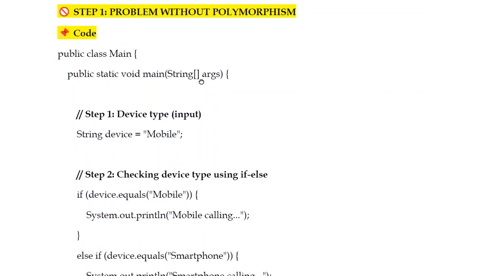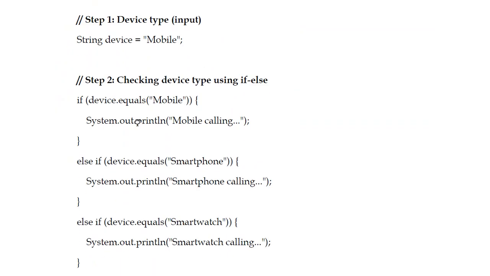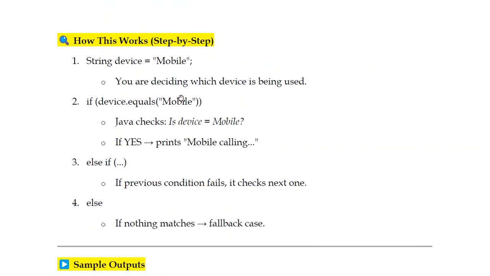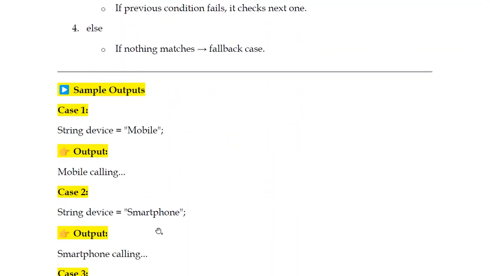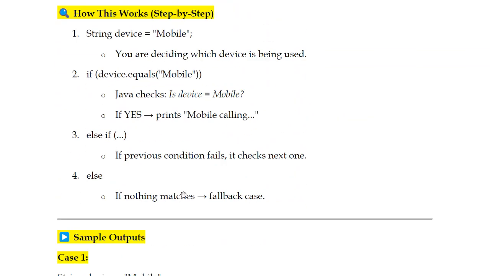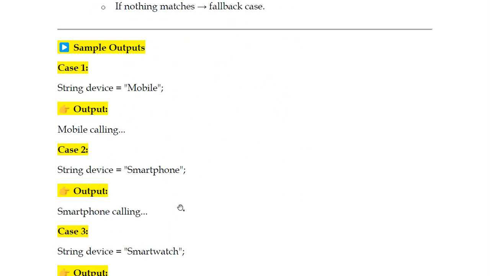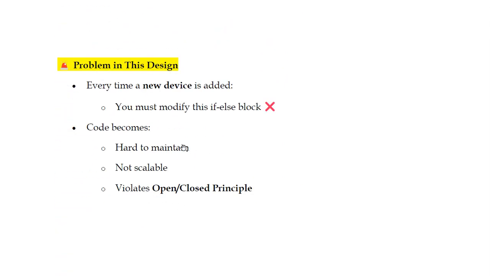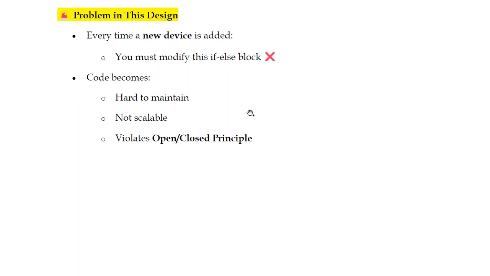We should be clear on this. Try to understand the core concepts of what is happening here. Device equal to mobile: you are deciding which device is being used. You check if the device is mobile; if yes, that will be printed. Else if gives alternative conditions if the condition fails. Else, if nothing matches, it is the fallback case, and that is where you print unknown device. These are the sample inputs and outputs. After executing the code, we'll discuss what's the problem with this design.